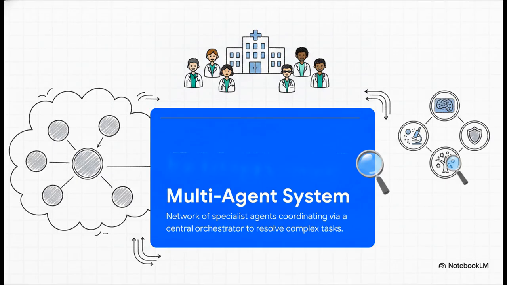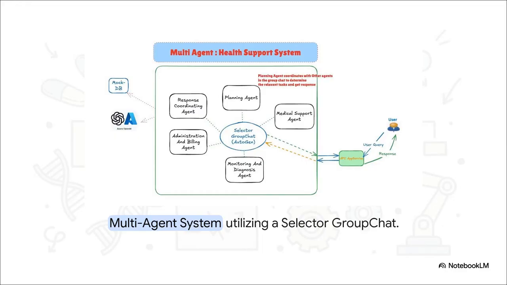Well, in a multi-agent system, you have a radiology agent, a pathology agent, and a triage agent, and they are all consulting together via a central orchestrator to propose one integrated treatment plan. And this brilliantly illustrates how tight that coordination really is under the hood. At the core, you have a selector group chat. Here, a planning agent is actively coordinating with a medical support agent, a monitoring and diagnosis agent, and an administration agent.